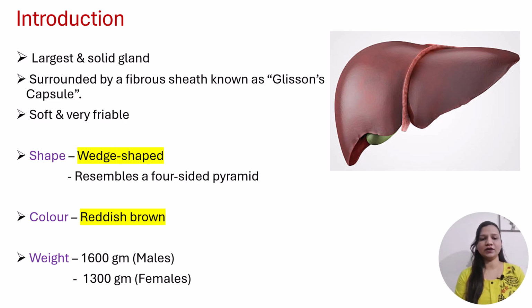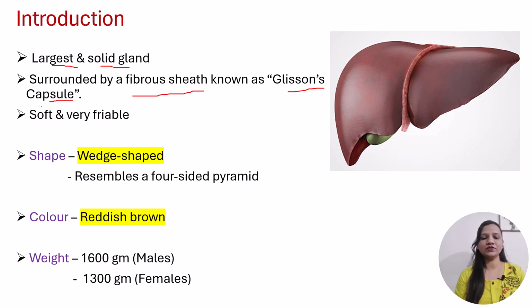So the liver is the largest and solid gland of the body. The first point that you have to keep in mind while writing the exam or notes is that the liver is the largest and solid gland of the body. It is surrounded externally by a fibrous sheath, which is known as Glisson's capsule.